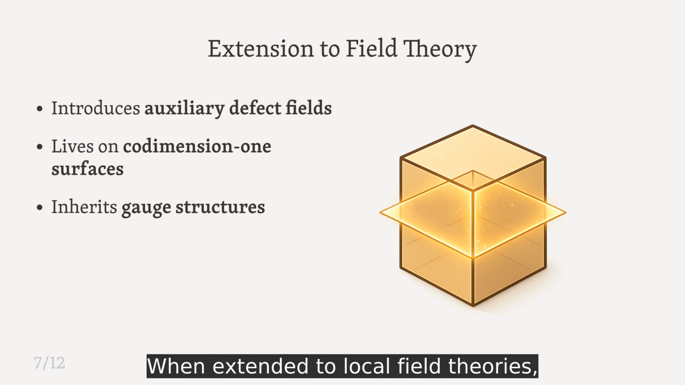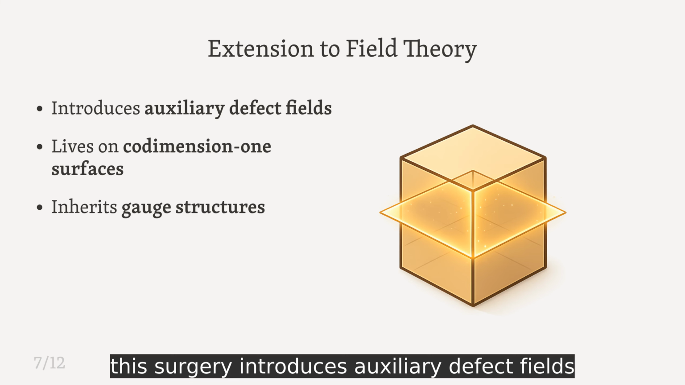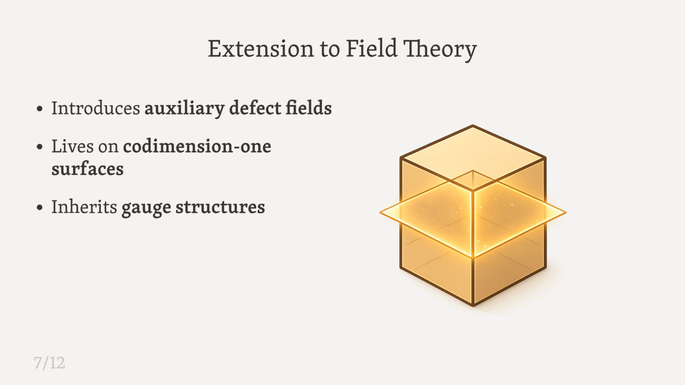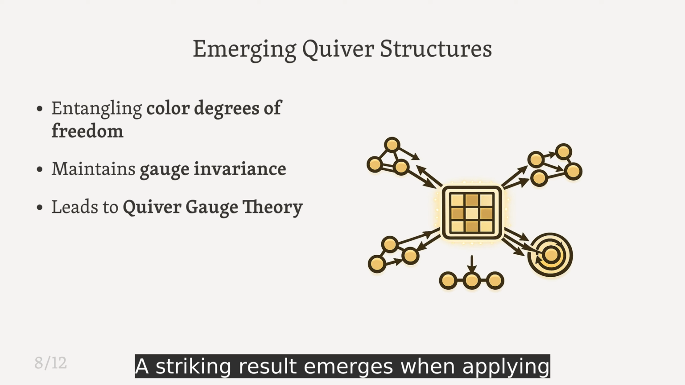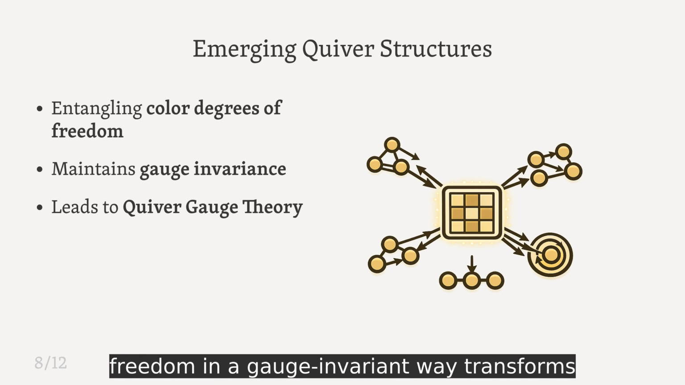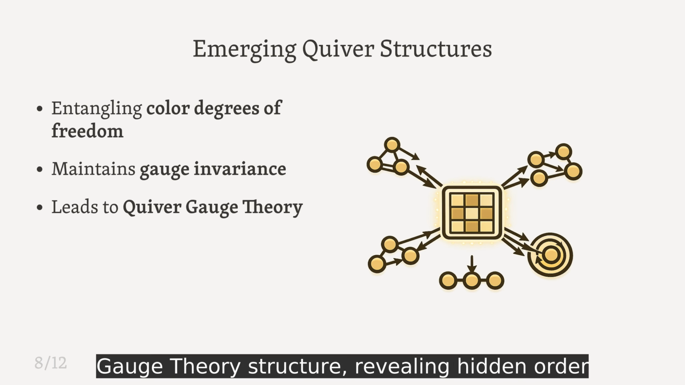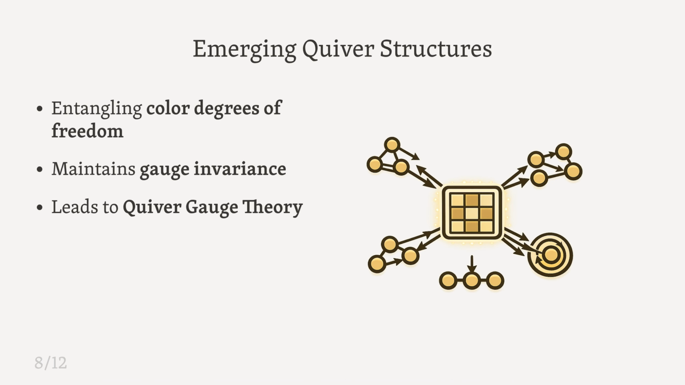When extended to local field theories, this surgery introduces auxiliary defect fields living on surfaces one dimension lower than the bulk. These defects are not just mathematical artifacts, they form a coherent theory that inherits the gauge structure of the original system. A striking result emerges when applying this to matrix models. The authors show that entangling color degrees of freedom in a gauge-invariant way transforms the effective description into a quiver gauge theory structure, revealing hidden order within the internal space.